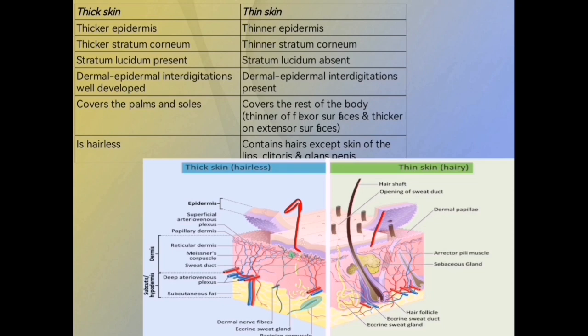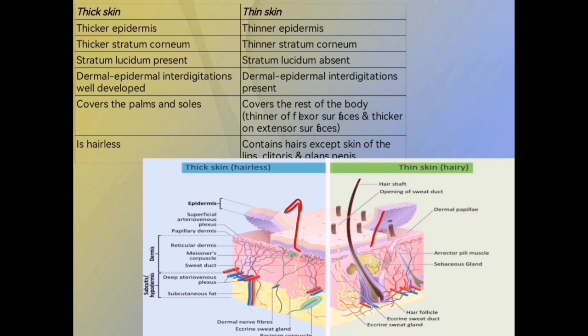So consider, for example, the elbow joint. The flexor surface is that inner aspect of the elbow joint where we have the biceps muscle and the cubital fossa. And then the extensor surface is the opposing surface where we have the olecranon process.